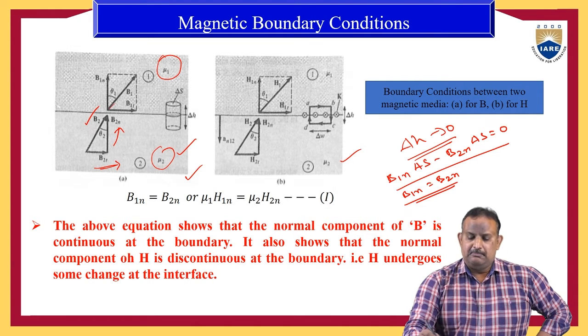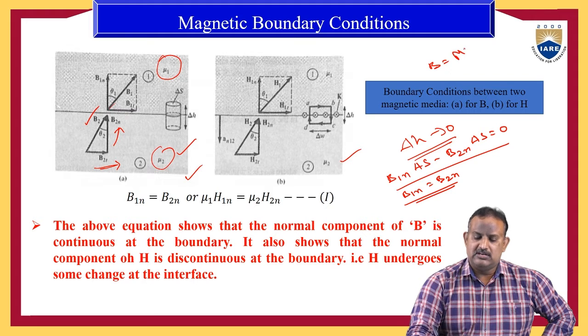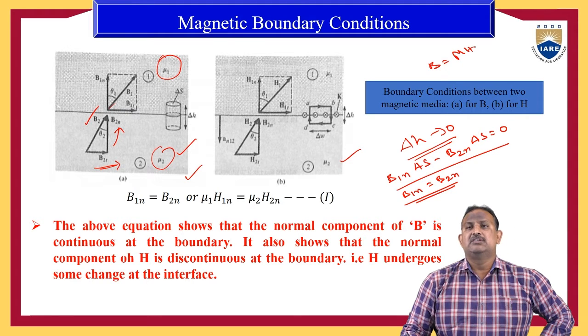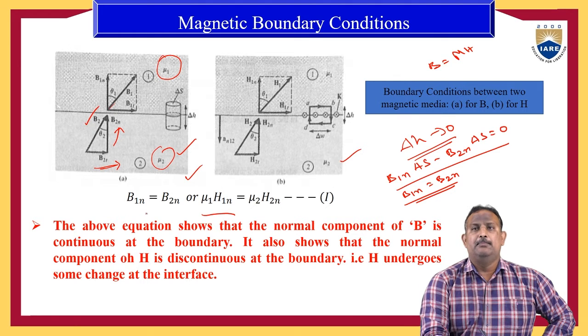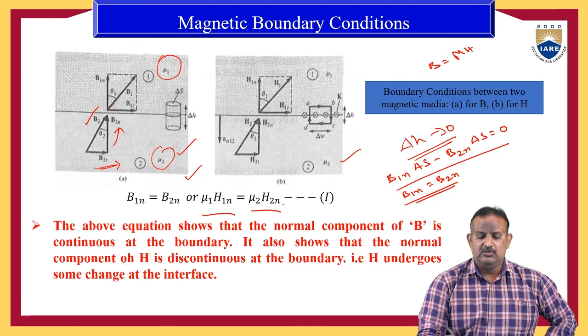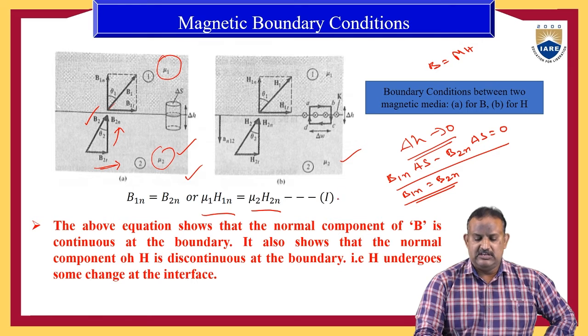We know that B is equal to mu H. Because B is equal to mu H, we can write B1N is equal to mu1 into H1N, and B2N is equal to mu2 into H2N. Let us call this equation 1.